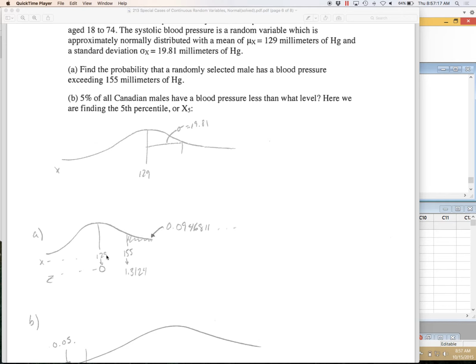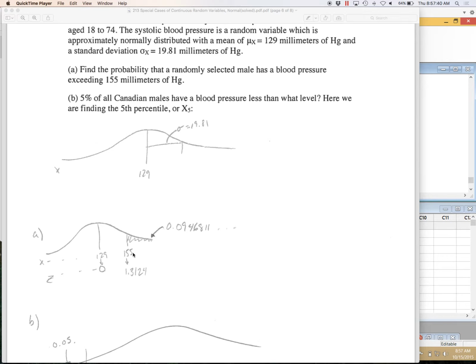If I was going to convert the center value, it's going to be this value, which is 129, subtract the mean, which is also 129. So you'd get 129 subtract 129, which is 0, divided by 19.81. 0 divided by 19.81 is simply 0. The middle of a standard normal distribution is always 0.